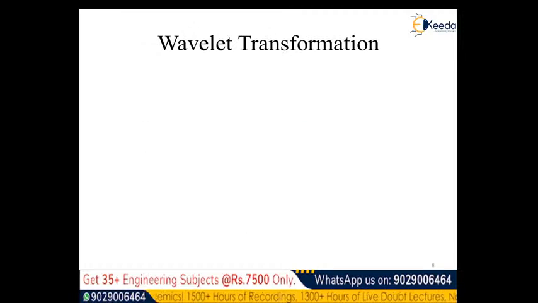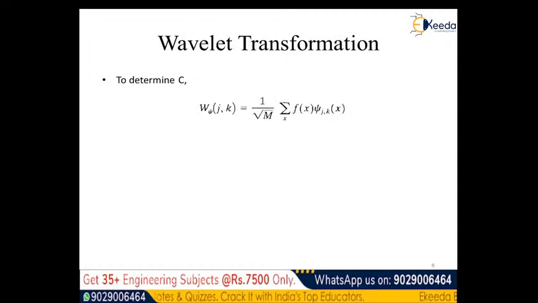In order to determine what exactly c is, so that we can put it into the earlier representation, the positive c and the negation of the same, we utilize the mathematical expression W suffix I as a function of j comma k, which is equal to 1 upon under root m, the summation over the product of f of x with the wavelet function psi suffix j comma k as a function of x. The summation is over the variable x.